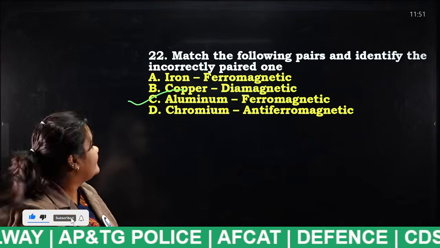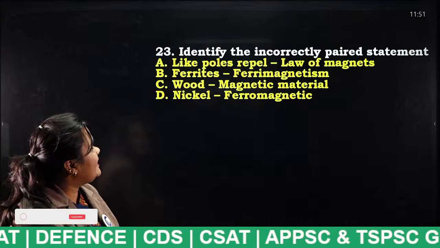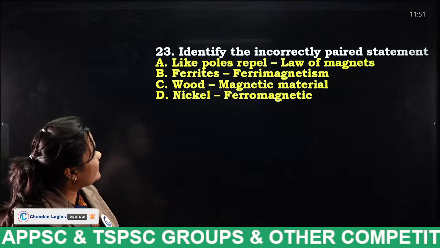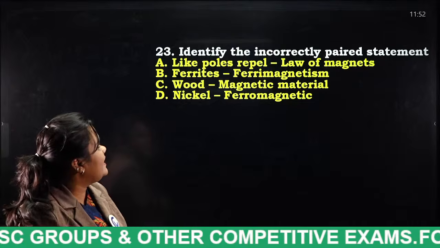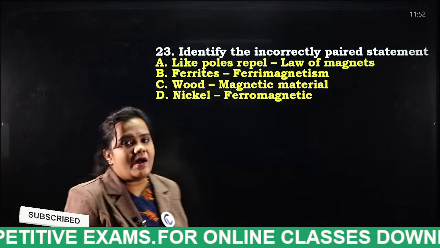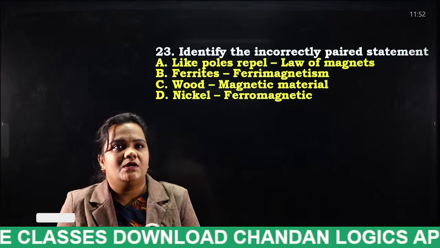Very good. Next, identify the incorrectly paired statement. Like poles repel, law of magnets; ferrites, ferrimagnetism; wood, magnetic material; nickel, ferromagnetic. So, identify the incorrect pair. Yes, very good, students.